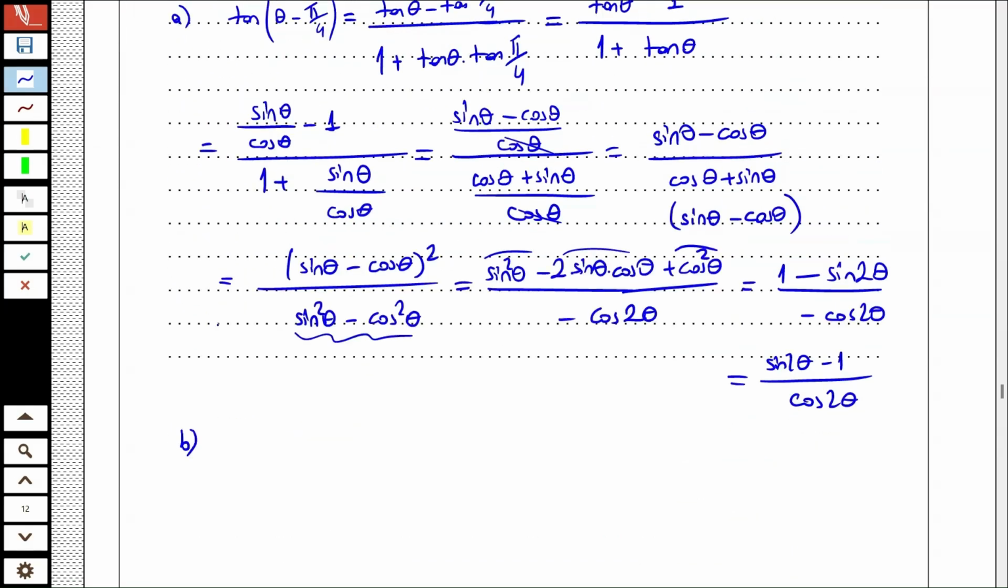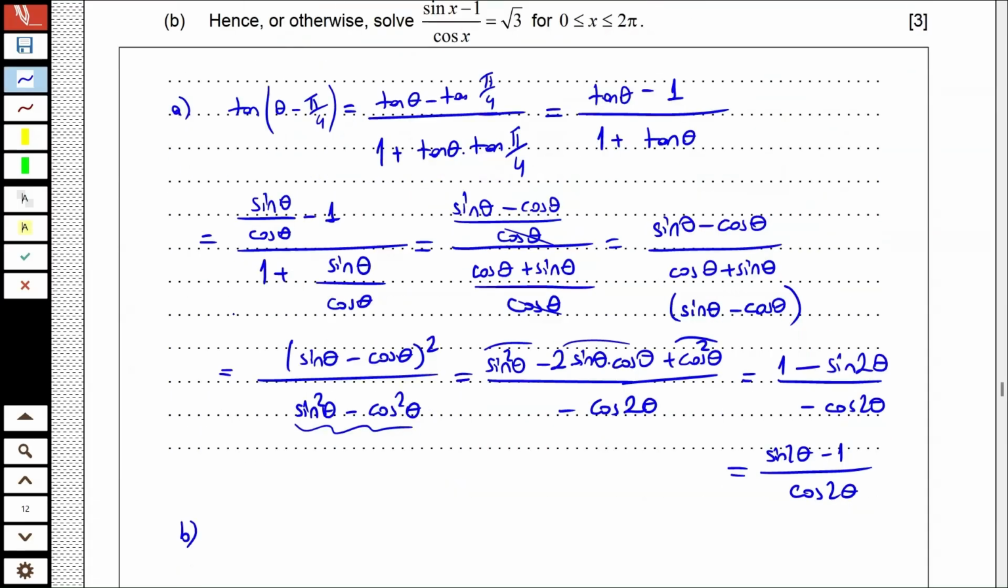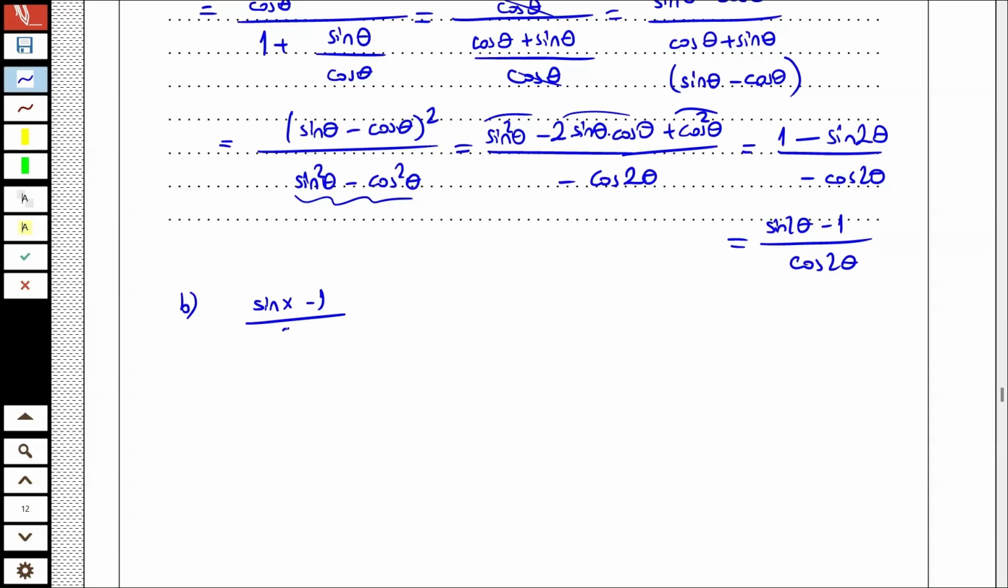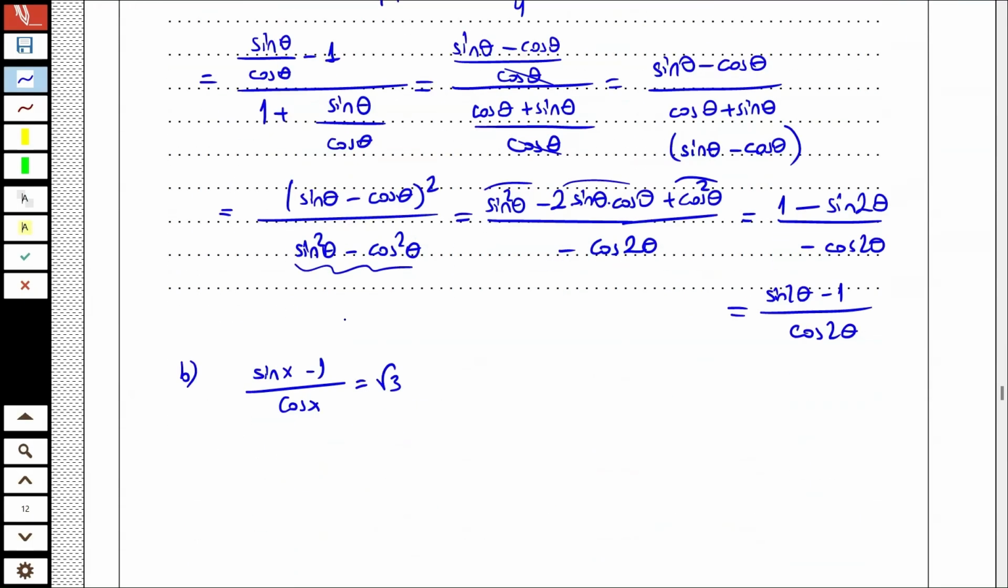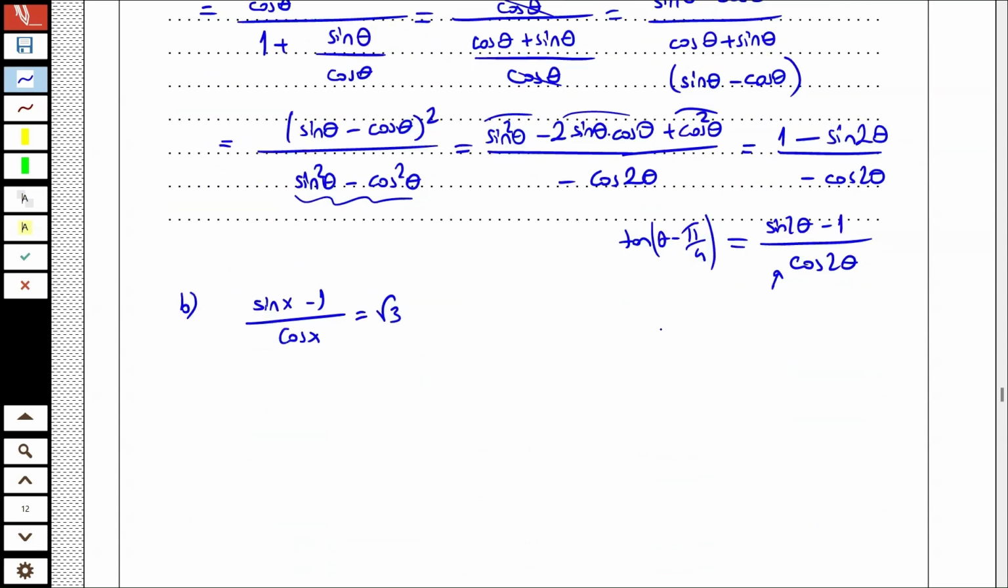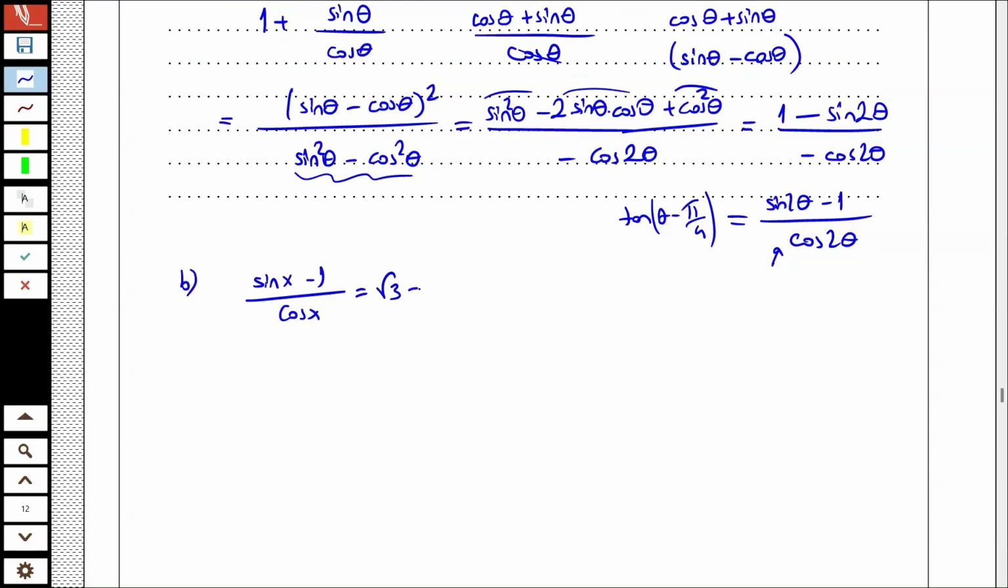Question B, using the hint or otherwise, solve (sine x minus 1) divided by cosine x equals square root of 3. We know the formula, which is tangent of (theta minus pi over 4) equals this expression. In this case, we can write tangent pi over 3 instead of square root of 3.